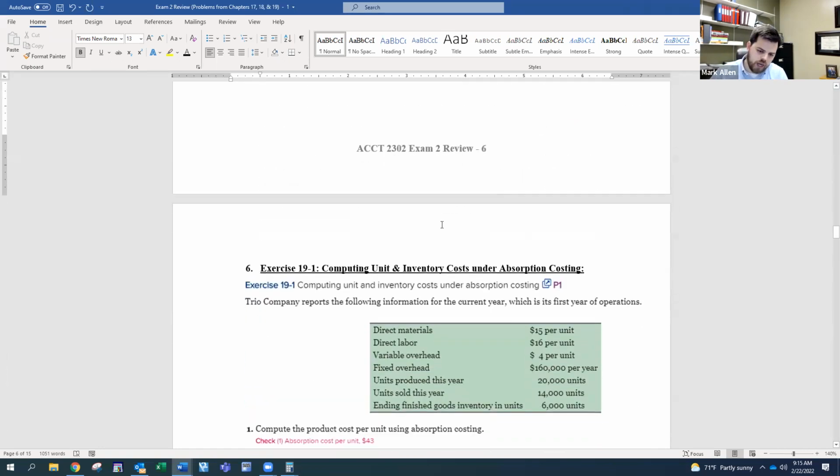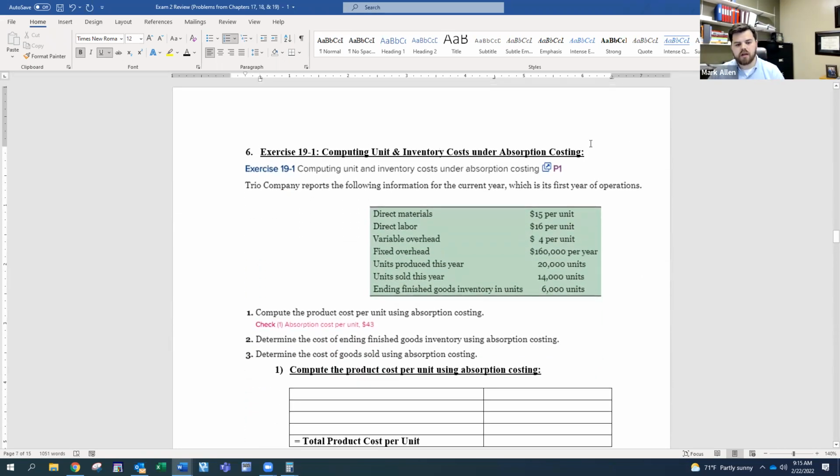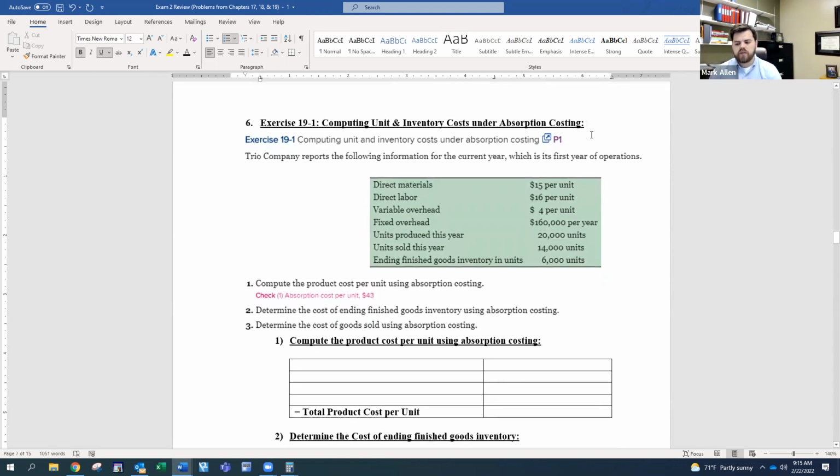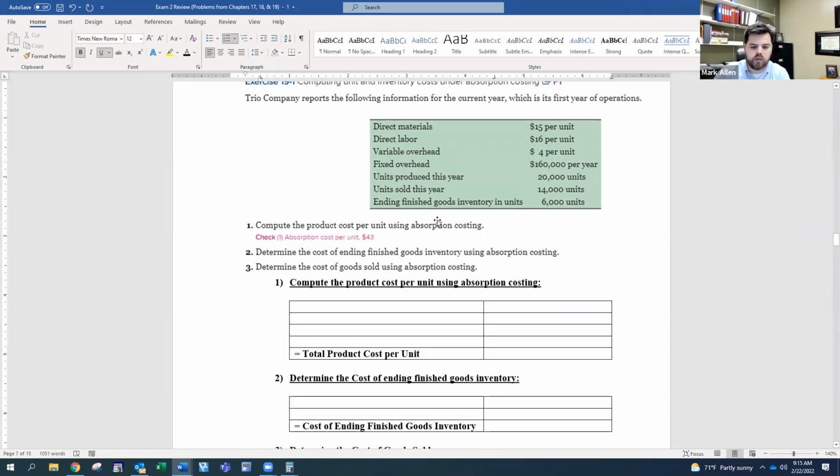Okay. Now, into chapter 19. So the first thing we've got here is a question that only asks me to compute unit and inventory costs under absorption costing. So here we go. Trio Company reports the following information for the current year, which is their first year of operations. Now, compute the product cost per unit using absorption costing.